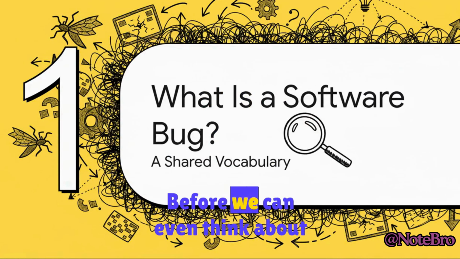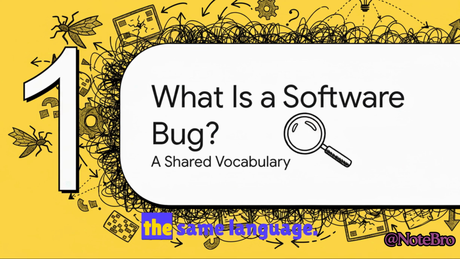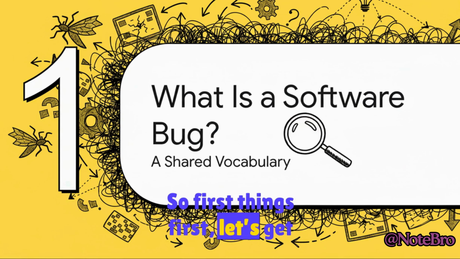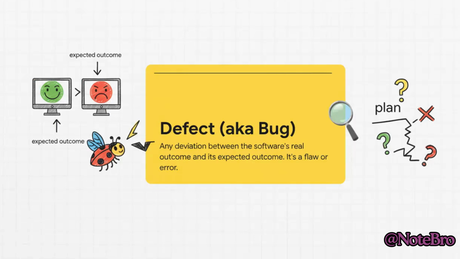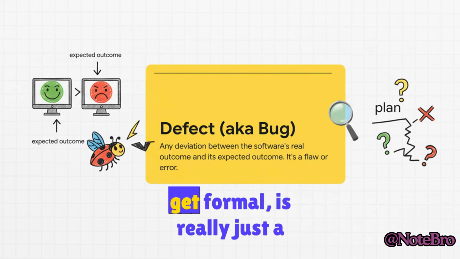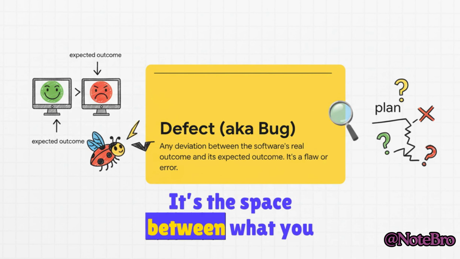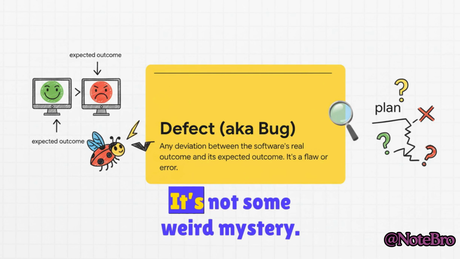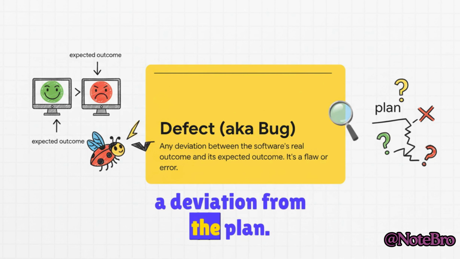All right, before we can even think about bringing order to that chaos, we've got to make sure we're all speaking the same language. We need a shared vocabulary. So first things first, let's get crystal clear on what we actually mean when we say software bug. At its absolute core, a bug, or a defect, if you want to get formal, is really just a gap. It's the space between what you thought the software was going to do and what it actually did. It's not some weird mystery, it's just a flaw, an error, a deviation from the plan.